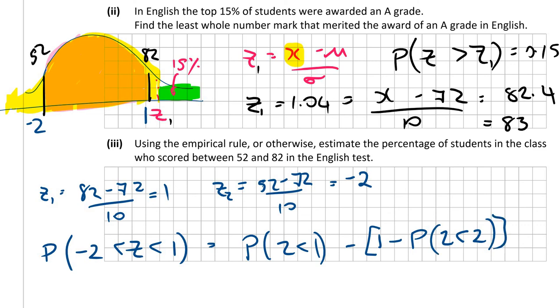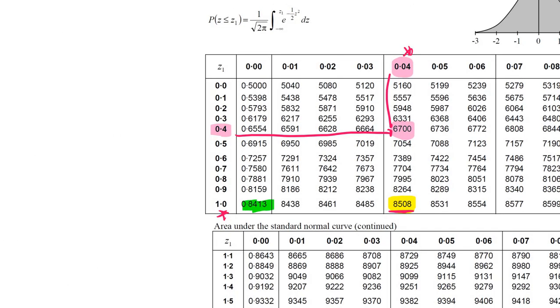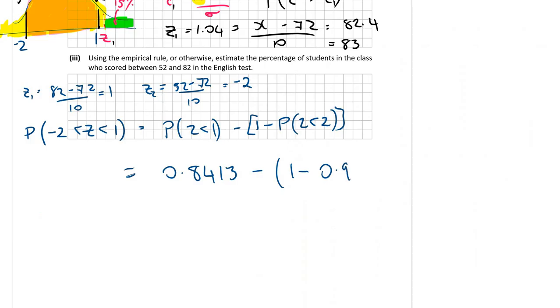Let's look up the tables for this. P(z less than 1), that is here. 1 minus P(z less than 2) here. The percentage in between the two z values of 1 and minus 2 is going to be 0.8413 minus (1 minus 0.9772). That gives us a result of 0.8185, 81.85%. About 81-82% of the students in the class got between 52 and 82 in the English test.